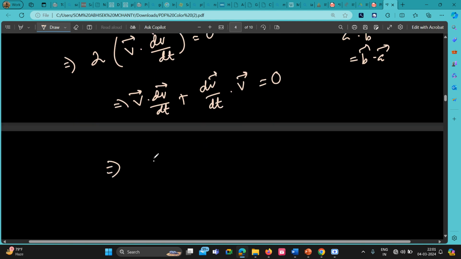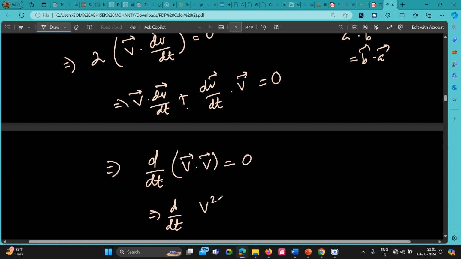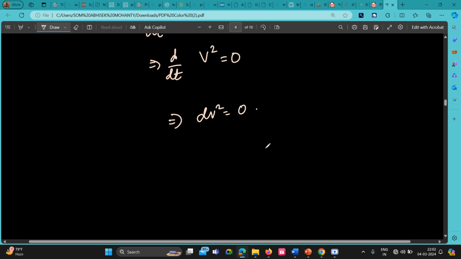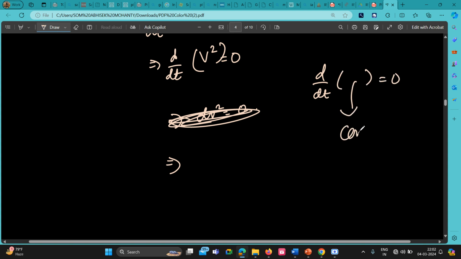So can I write this as d by dt of v dot v? Since dv by dt dot v plus v dot dv by dt is d by dt of v dot v, that is d by dt of v square is equal to 0. The derivative of v square is 0. The derivative of anything, if it is 0, means that thing is a constant. Derivative of 4 is 0 because 4 is a constant. So v square is constant.